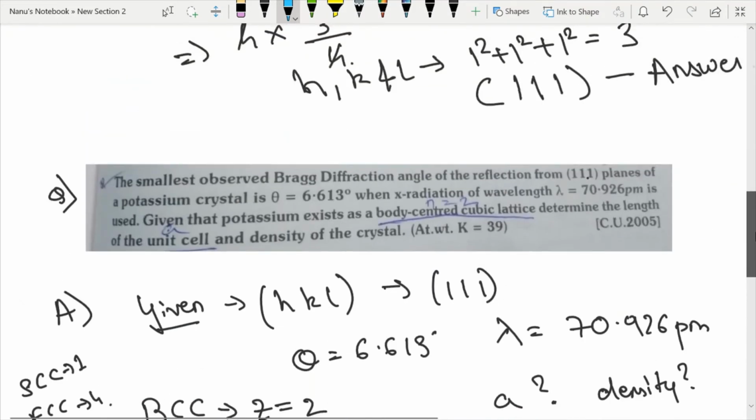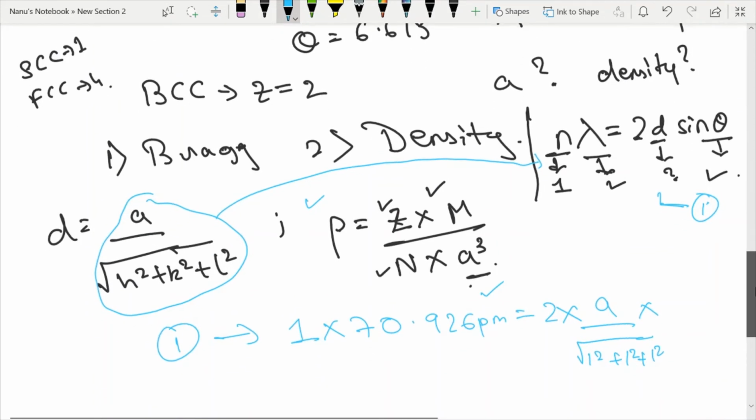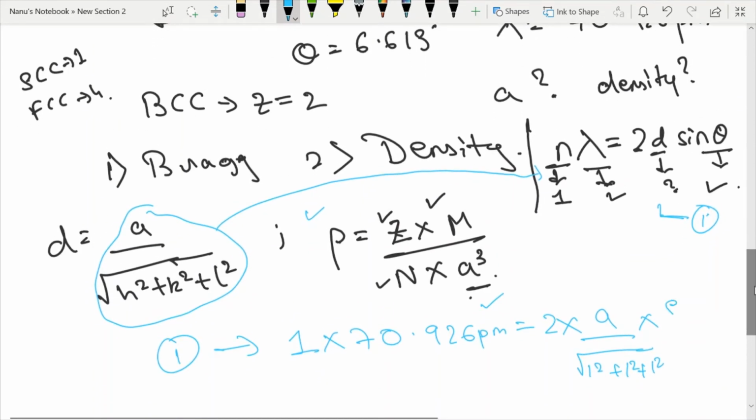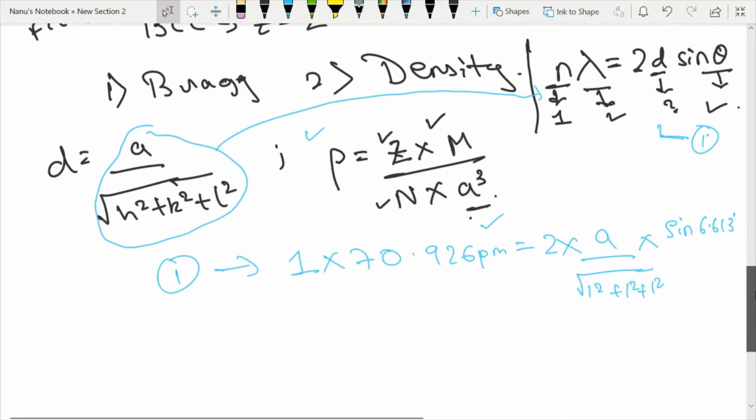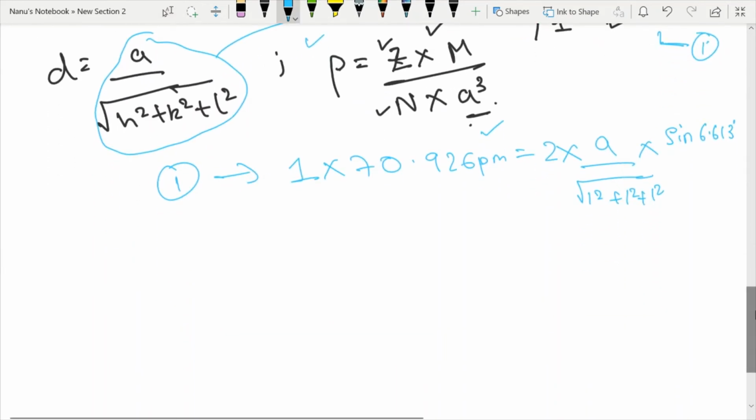And what is this theta value? We have 6.613 degrees. Sine of 6.613 degrees. This value you have to find on your calculator. So over here we can find a. Simple as that, we can find a, and we'll get it in picometers. The value of a that comes is around 5.335 Angstrom. You guys can do it and check, because I don't want to waste your time. It's a simple calculation, you can do it easily.